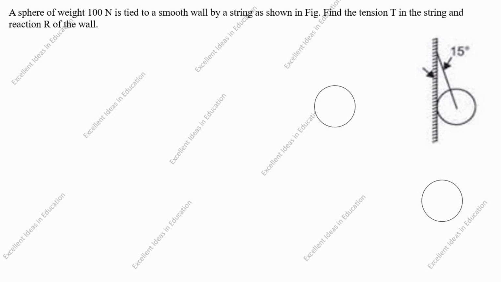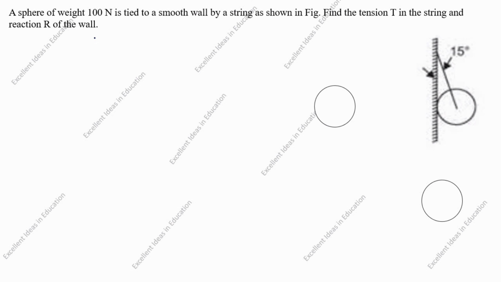Today we are going to solve this problem. A sphere of weight 100 Newton is tied to a smooth wall by a string as shown in figure. Find the tension T in the string and reaction R of the wall. In this question we need to find tension T in the string and the reaction R of the wall.